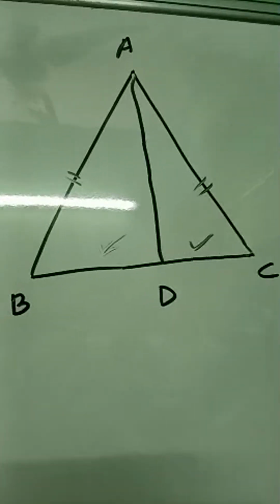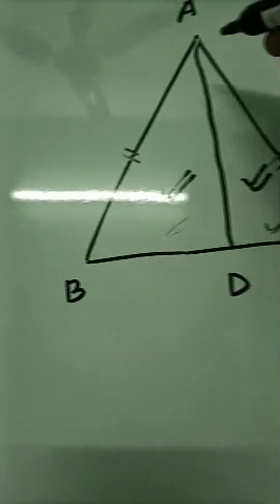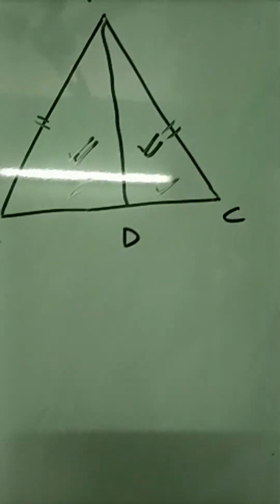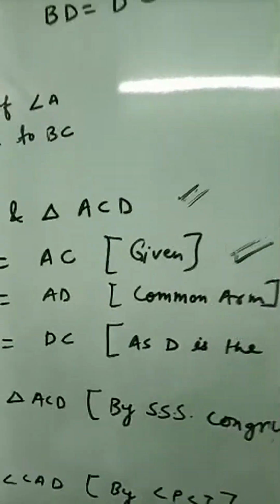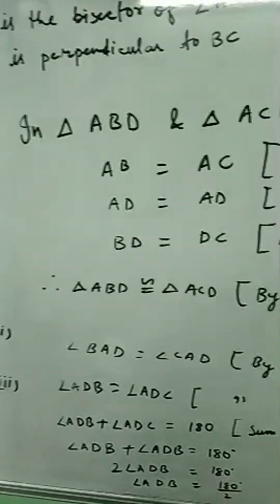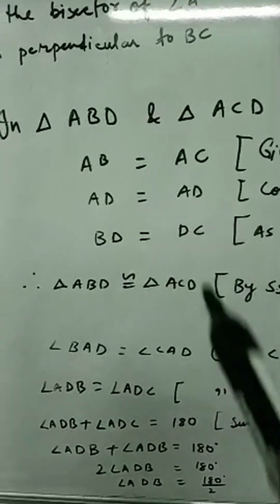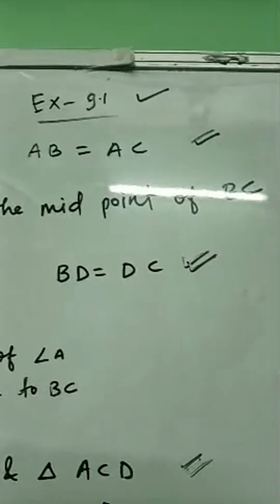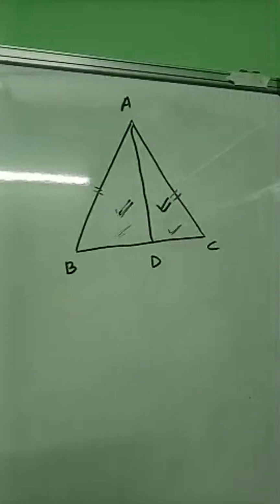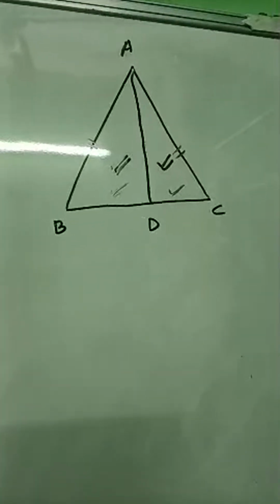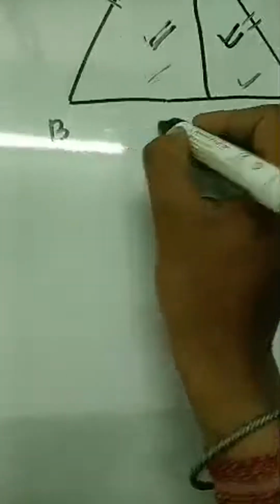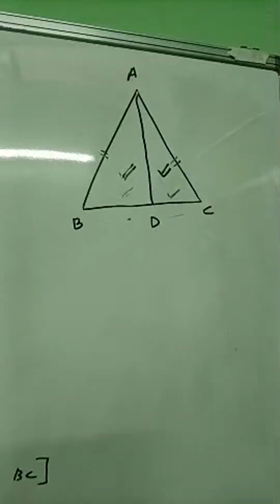Like in this triangle, and in this triangle also, this AD is common, so that is why it is written common. AD is common. Now BD is equal to DC. Why is it written BD is equal to DC? Because, as we have proved, D is the midpoint of BC. So that is why this will be equal to this, meaning BD is equal to DC.